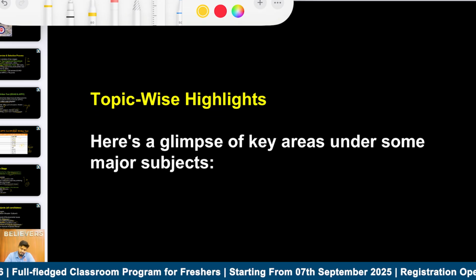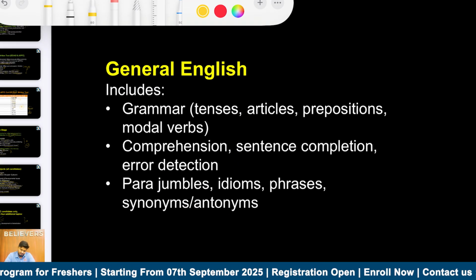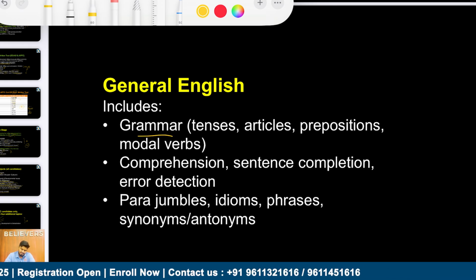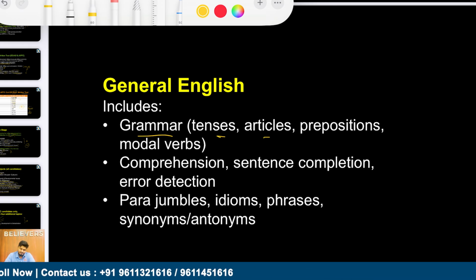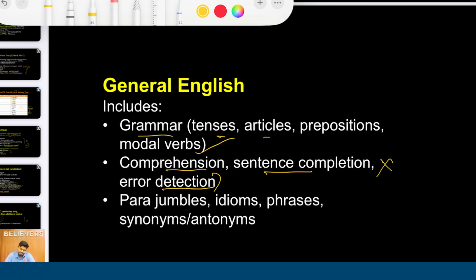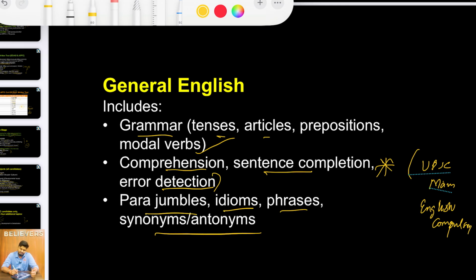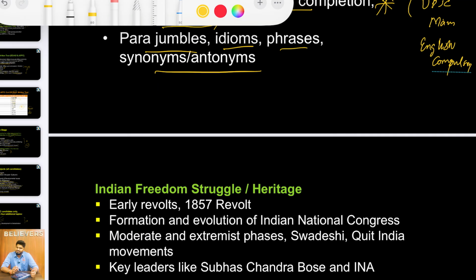Okay, next, let us discuss topic-wise highlights. First is General English. What will be asked in General English? It includes grammar such as tenses, articles, prepositions, modal verbs. Next is comprehension, sentence completion, and error detection. This is very similar to the UPSC mains English compulsory paper, but the English compulsory paper will be much easier compared to this one. Next, para jumbles, idioms, phrases, synonyms, and antonyms. So it is a very basic level of English, but the questions will be kind of difficult.